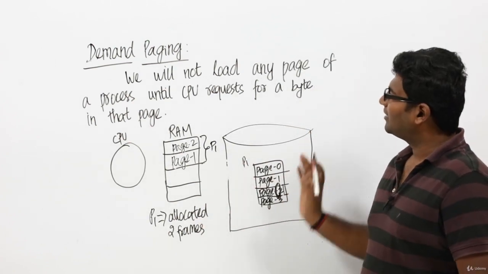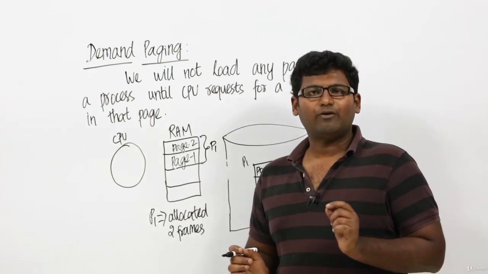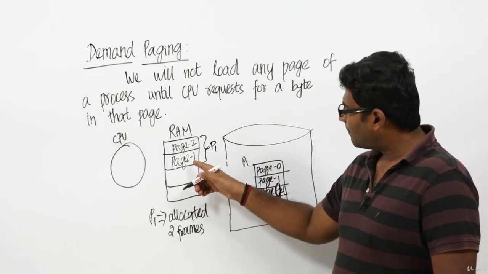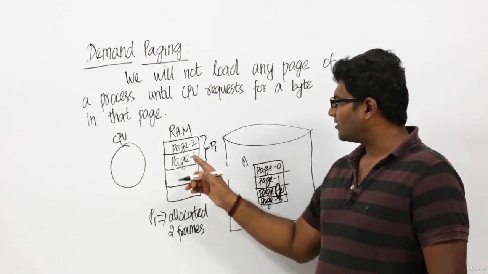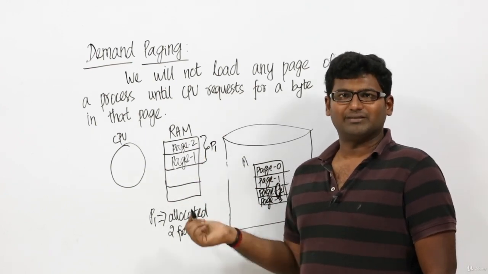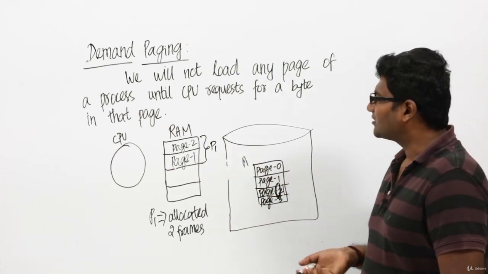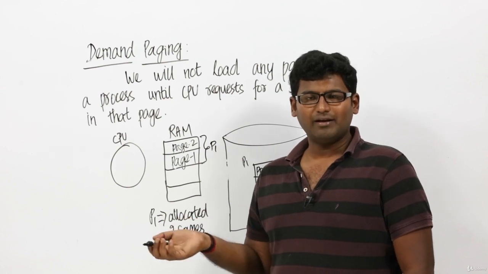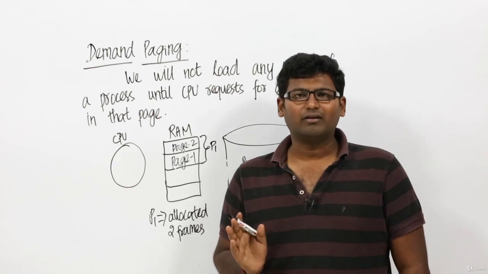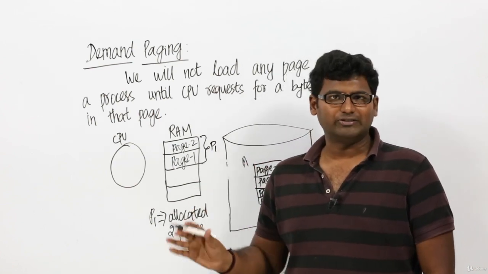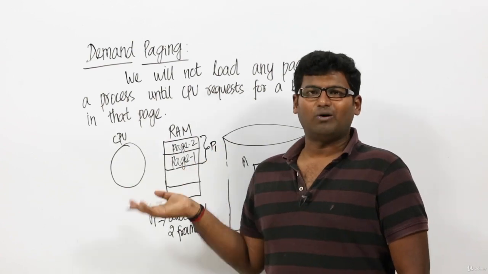What I want you to understand here is that demand paging means we will not load any page until the CPU requests a byte in that page. We have loaded page number 1 and page number 2 into the RAM because the CPU has requested a byte in these pages. I have not loaded page number 3 because the CPU has not requested any byte in it so far. That's what we mean by demand paging. If you are not able to understand demand paging very well, it is perfectly fine because we are going to see a lot of examples. Once we see page replacement algorithms, it will be very easy. It is a simple concept.